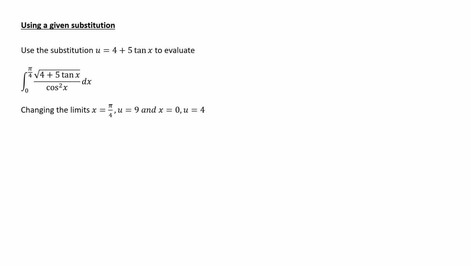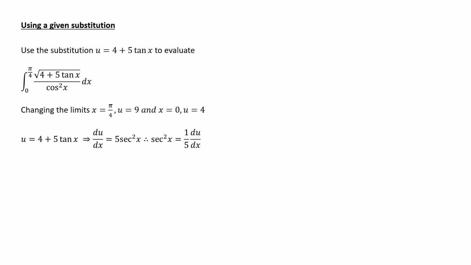Changing my limits, if x equals pi by 4, u is going to be equal to 4 plus 5 times the tan of pi by 4, and the tan of pi by 4 is 1, so therefore it's 4 plus 5, which is 9. And if x equals 0, then u is 4 plus 5 times the tan of 0, which is 0, so therefore I get u equals 4. Now it's interesting, you should spot there that these are square numbers. Therefore, that fits in with that square root that's above the 4 plus 5 tan x.